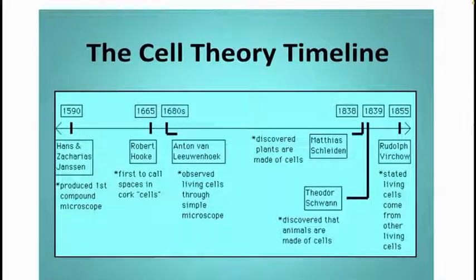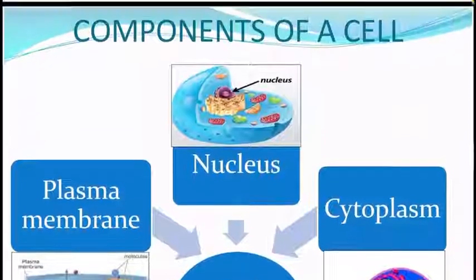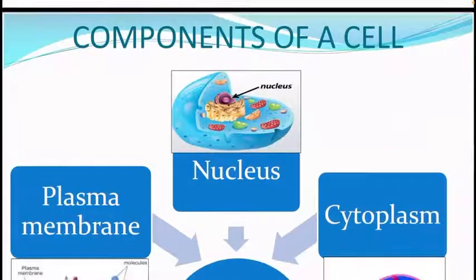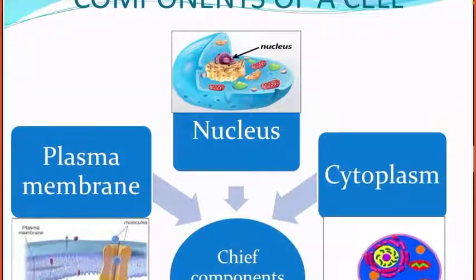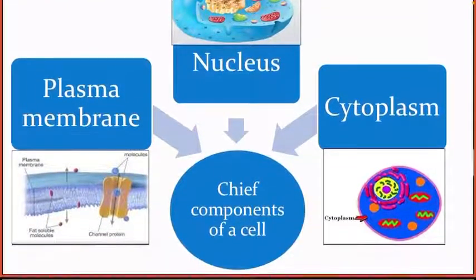There, many scientists came and expressed their theories about the cell. Now, components of a cell. What does a cell include in it? So a cell has three basic components: nucleus, cytoplasm and plasma membrane.